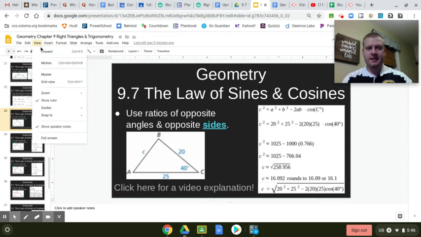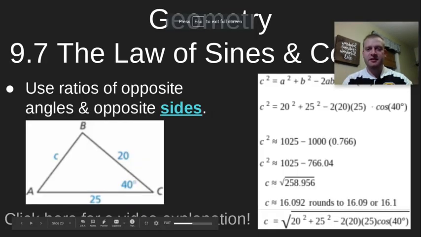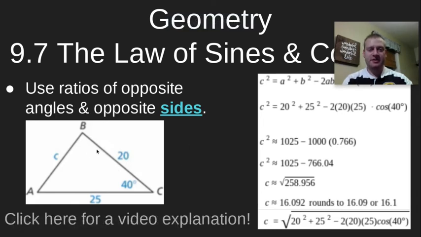The learning target that we're going to continue discussing in this video is using the law of sines and cosines to solve non-right triangles. In the triangle down here, 40 degrees is the angle that's given. We don't know angle B. It's not given as a 90-degree angle, so we can't use the trig ratios we talked about in previous lessons. So we have to use something called the law of sines or cosines.